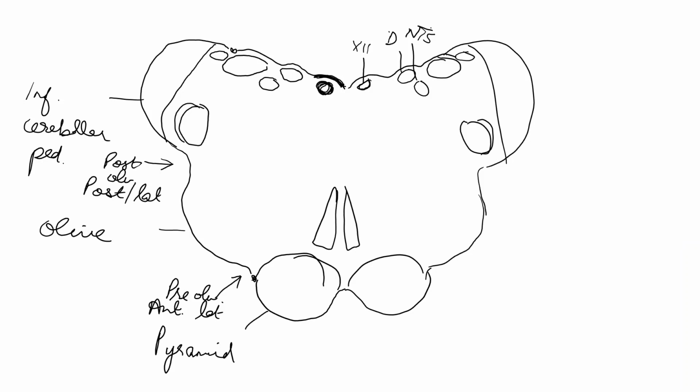This one is called as NTS. Then there is another nucleus called as nucleus ambiguus. This also belongs to the 9th, 10th and 11th cranial nerves. Okay, I will tell you what is the significance of these three nuclei, NTS, dorsal nucleus and nucleus ambiguus. But first of all, we will draw the structure forming the olive.